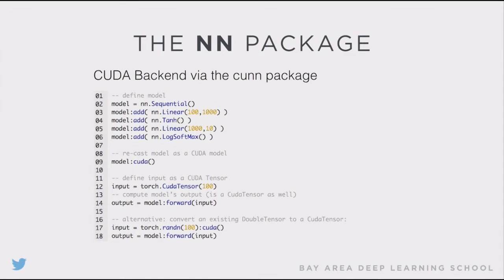And of course, we have a CUDA backend for NN. So in the same way that you'll just call CUDA on some data, you can call CUDA on a container, and that will move the whole model onto the GPU. And then anything that you do with that model will occur on the GPU. So it's kind of a one-liner to start training models on a graphics processor.